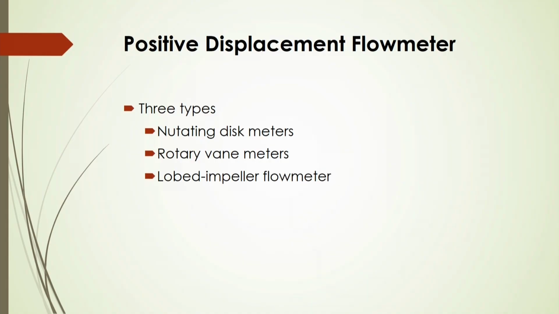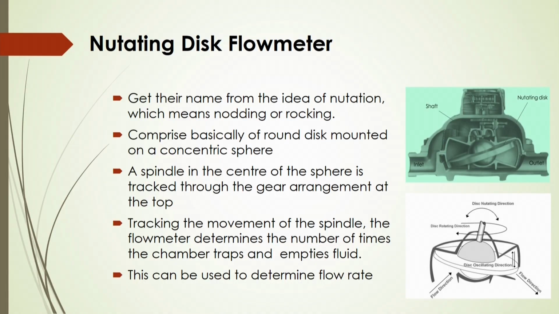this turbine flow meter. Another important flow meter is called the positive displacement flow meter. There are three types of positive displacement flow meters. Nutating disc meters, rotating vane meters, and lobed impeller flow meters are the important three types of this positive displacement flow meter. And here the nutating disc flow meter, the picture of this kind is given.